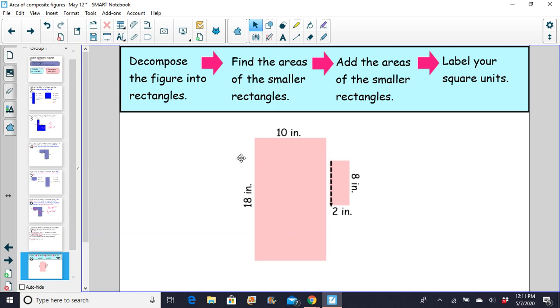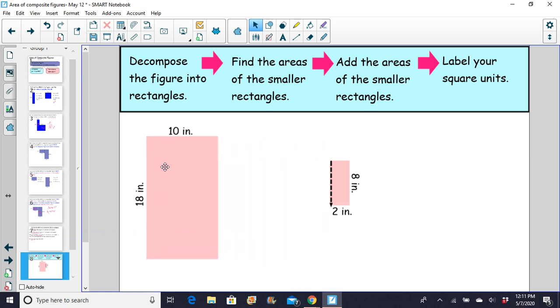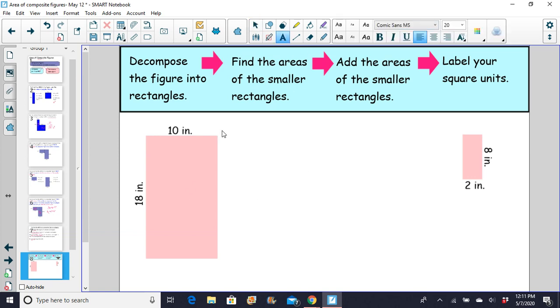I'm going to separate out these two rectangles, the large rectangle and the smaller one, because I'm going to work with them now that I've decomposed this. I'm going to work with them separately, and then I'll combine them back together again. So I decomposed. Next step, find the areas of the smaller rectangles. Okay, so let's go ahead and we're using our formula. Area equals length multiplied by width. I'm going to fill this in. I'm still finding the area. Length, that longer side, is 18 inches multiplied by width of 10 inches.